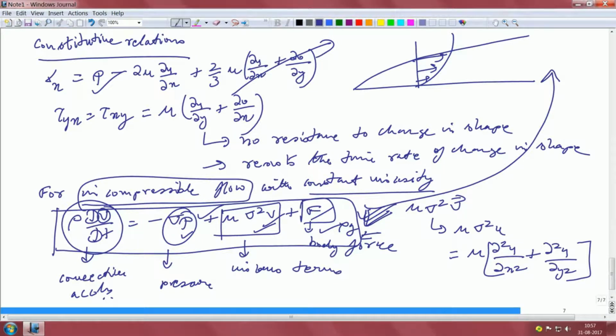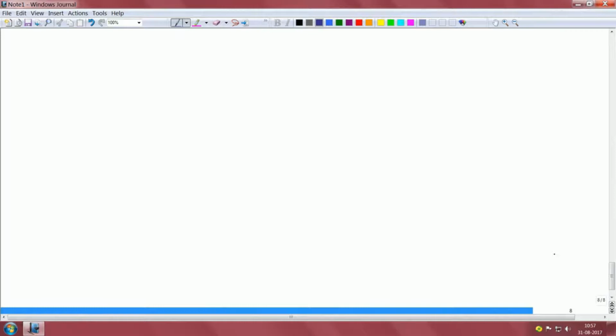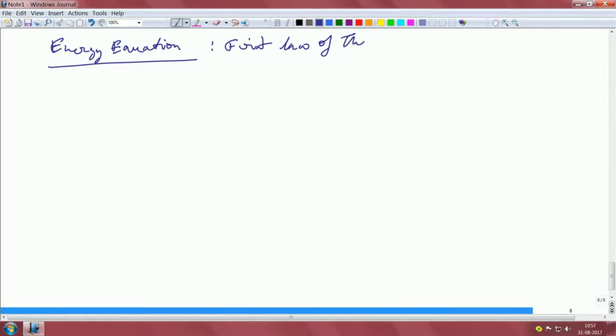So, what we will do immediately now is we are going to look at the third player in this, which will be the energy equation. So, why is the energy equation vital? Because of the reason that we said that the energy equation is nothing but the first law of thermodynamics.